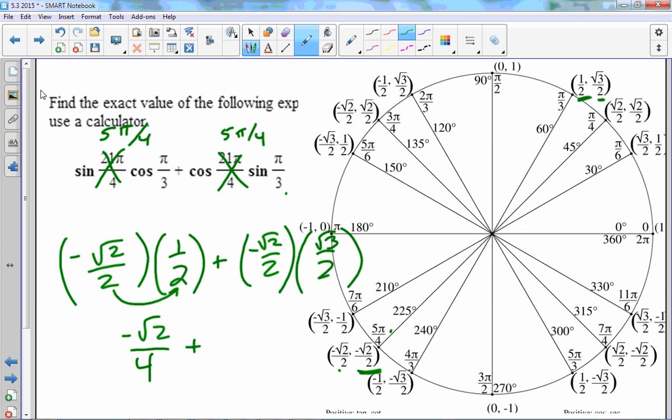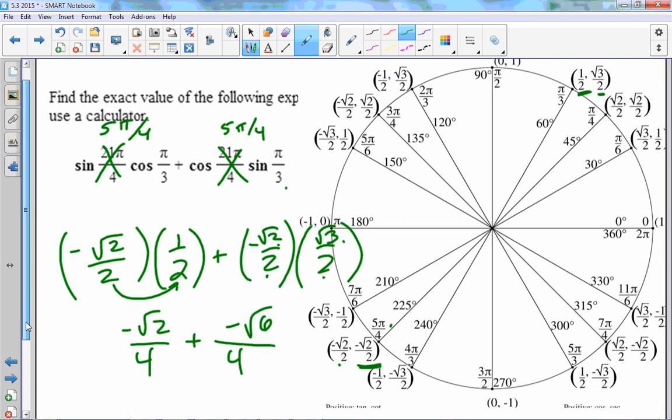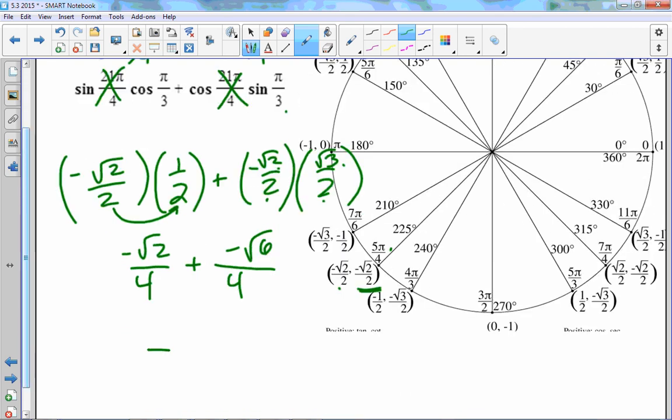Now, what about negative square root of 2 times square root of 3? Can I say negative square root of 6? Yeah, we can multiply them. It'll be negative square root of 6, and not over 2, but over 4. All right, now I'm going to put them all over 4 since I got a common denominator. So it'll be negative square root of 2, and then plus a negative just means minus, and then square root of 6 all over 4.